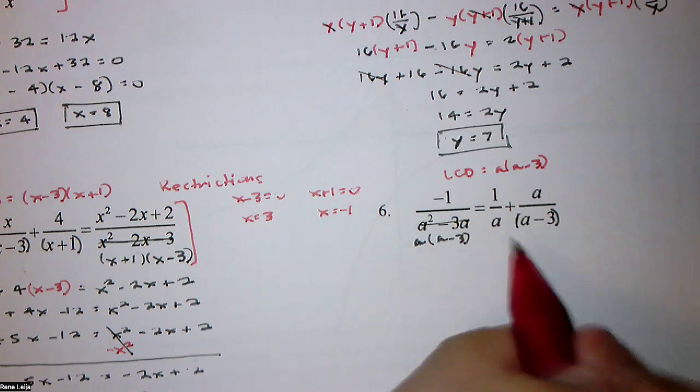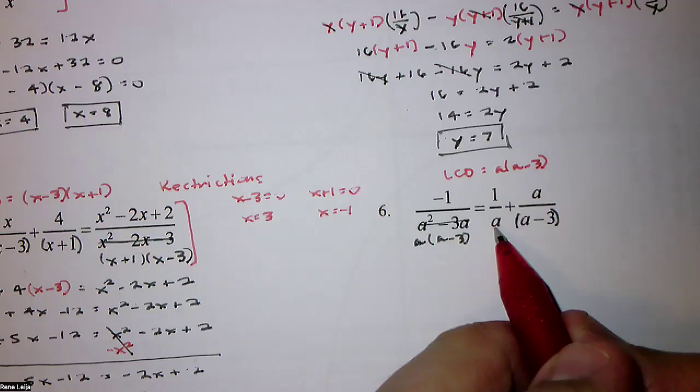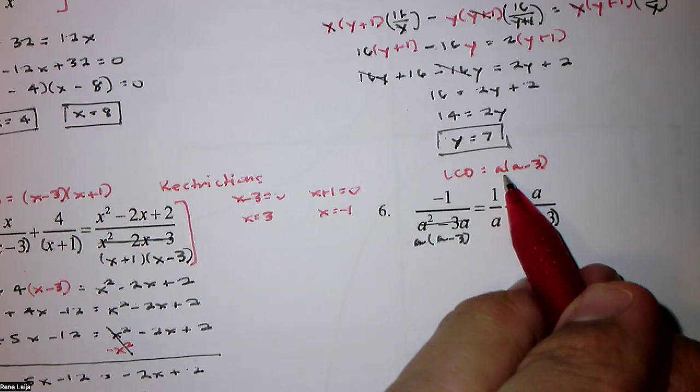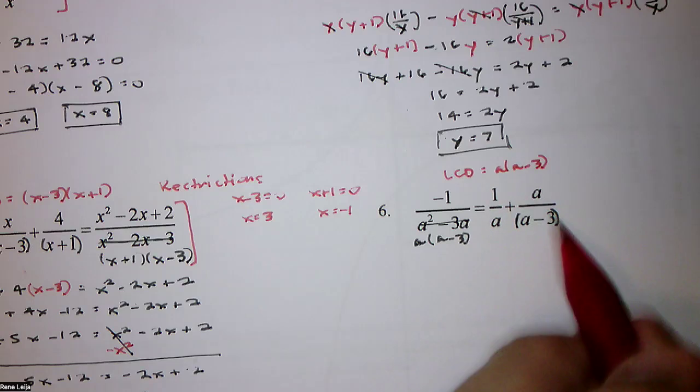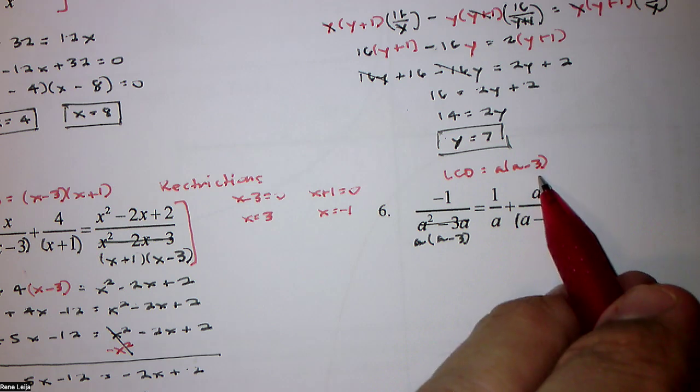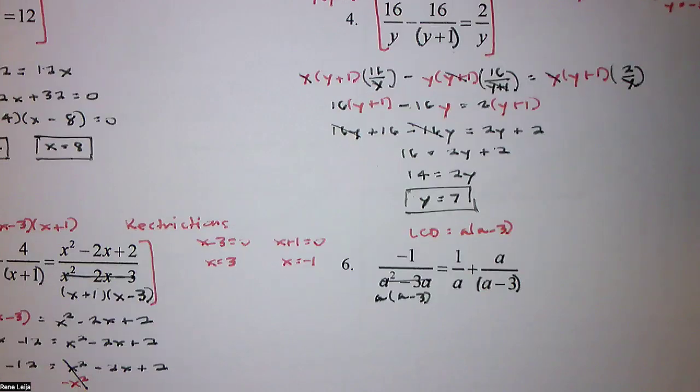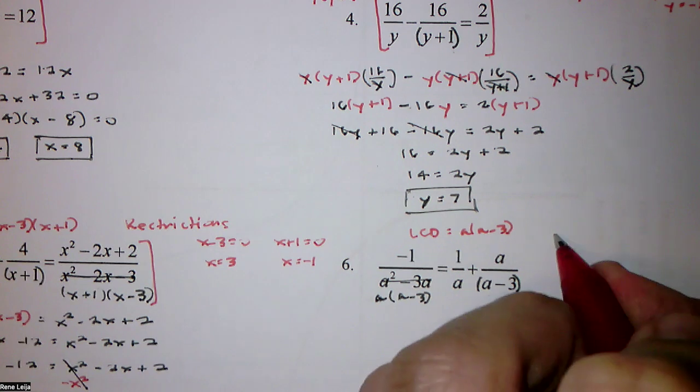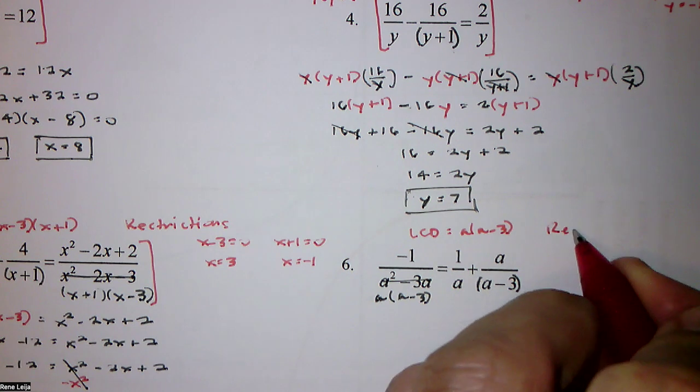And then when you look at this expression, well, this needs an a. Oh, well, there's already an a there, so we're good. And then this one needs an a minus 3. Well, we're good again, because there it is. Okay, so now we find our restrictions.